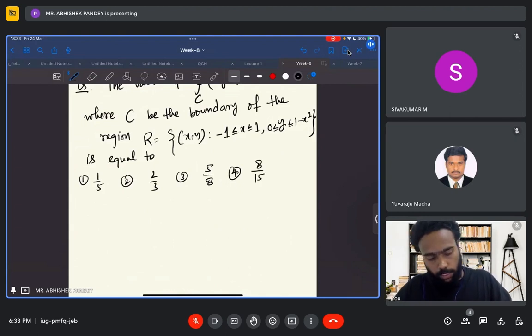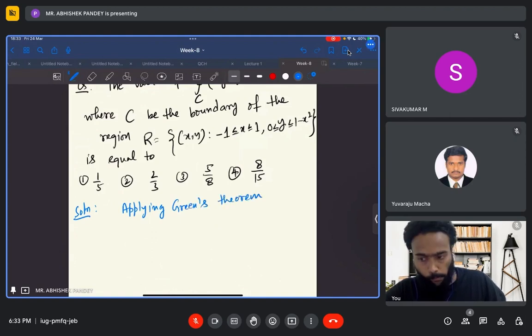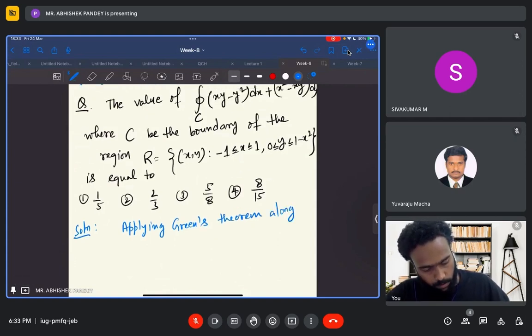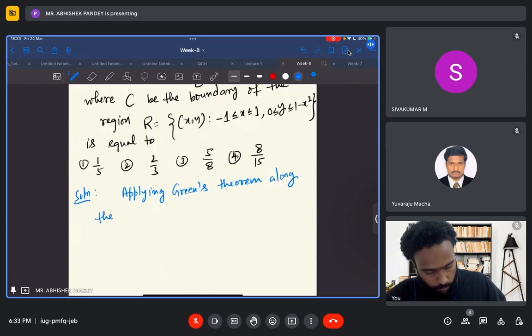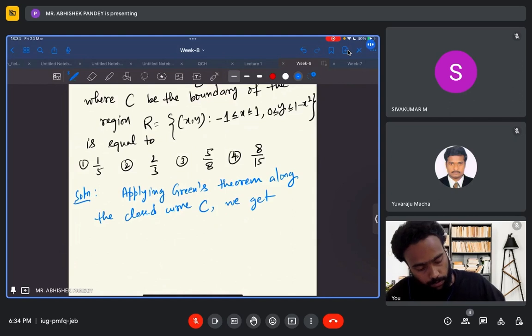Okay, so again we are going to use Green's theorem only. So applying Green's theorem along the closed curve C, we get, so this is quite easy because you have already given the limits of x and y. X is minus 1 to 1, y is from 0 to 1 minus x square.